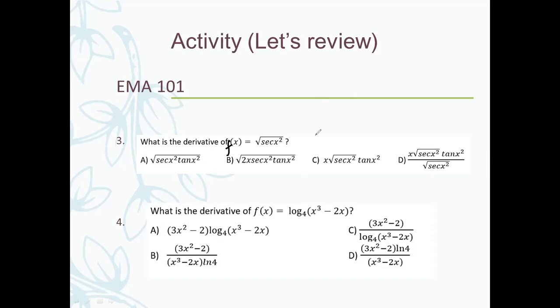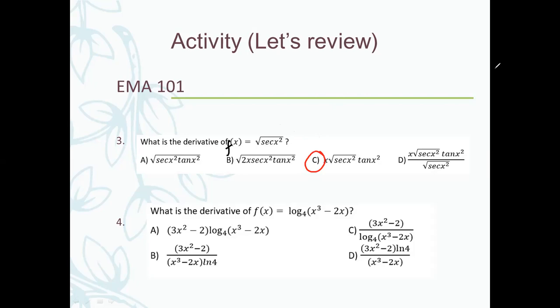What you're going to do here is you're going to use again chain rule. So you will apply first power rule because your second function is raised to the power 1/2, then that would be power rule of differentiation. Then it will be followed by application of differentiation on the secant x squared function, which will require the derivative of the secant of x squared and the derivative of the argument of the secant, which is x squared. Okay, so it's letter C for number 3.